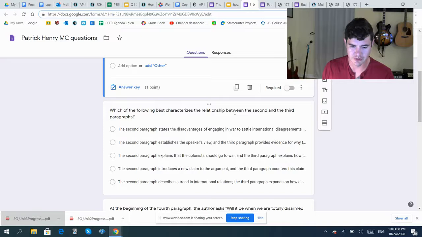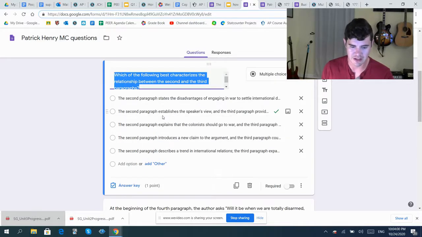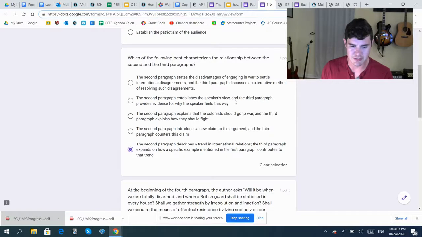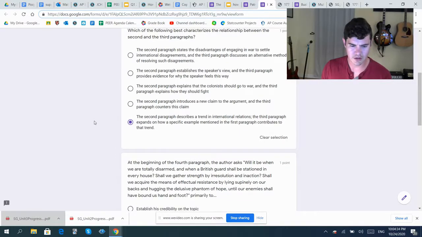The correct answer, and this is one that I created because I wanted to have an example of that, is the second one. The second paragraph establishes the speaker's view, and the third paragraph provides evidence for why the speaker feels that way. So it establishes that in the second paragraph. He's talking about how he's got to say this. He's got to speak out, because to not do so would be treason. And the third paragraph provides lots of evidence for why he feels this need to speak out: all the crimes that the British have been committing against the colonists.